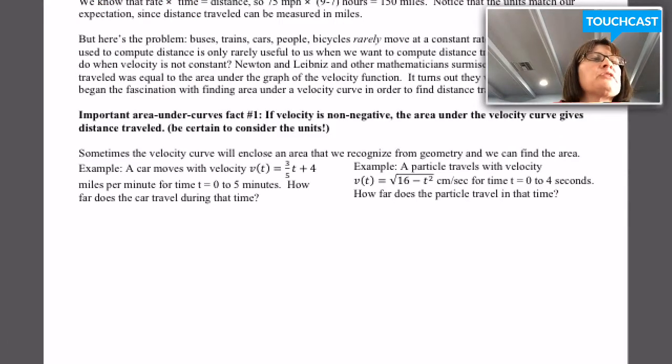So here's what we're going to practice. We're going to practice computing distance traveled by finding the area under the velocity curve when velocity is not a constant function. So take a look at this first problem. A car moves with velocity 3/5 t plus 4, measured in miles per minute, and the car is going to travel for 5 minutes, starting at time 0 and ending at time 5. The question is, how far does the car travel during that time?